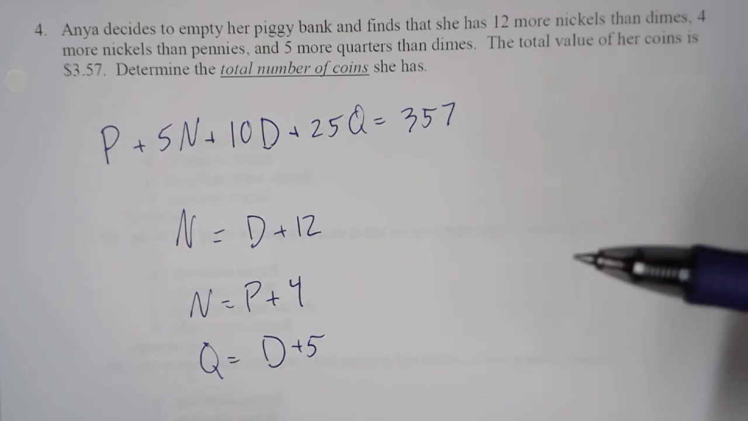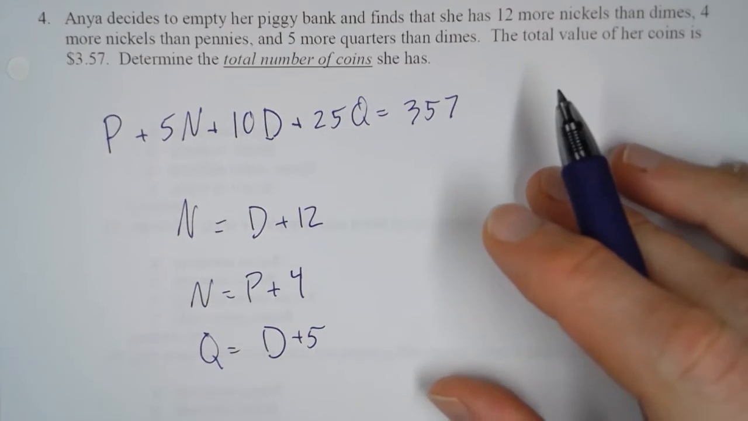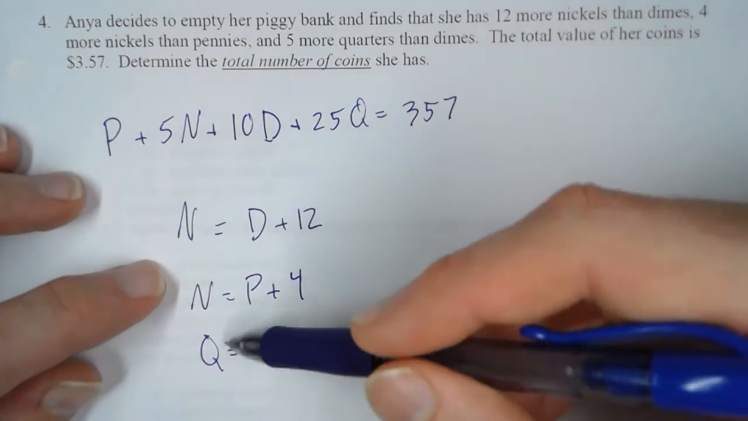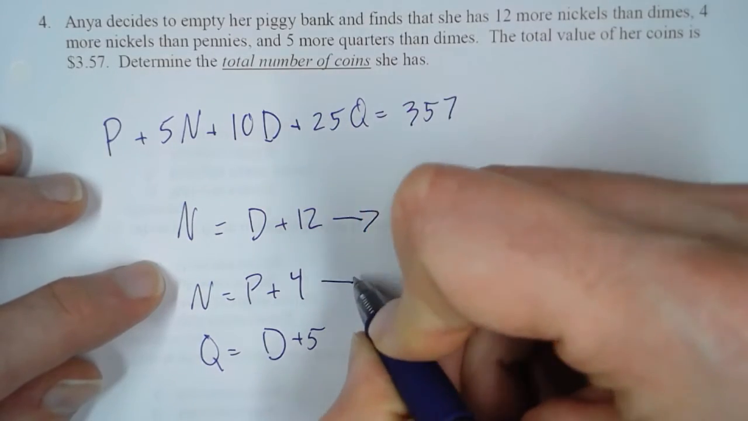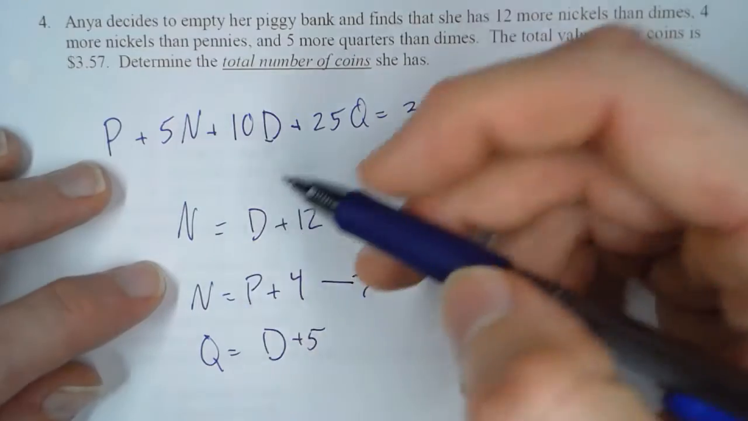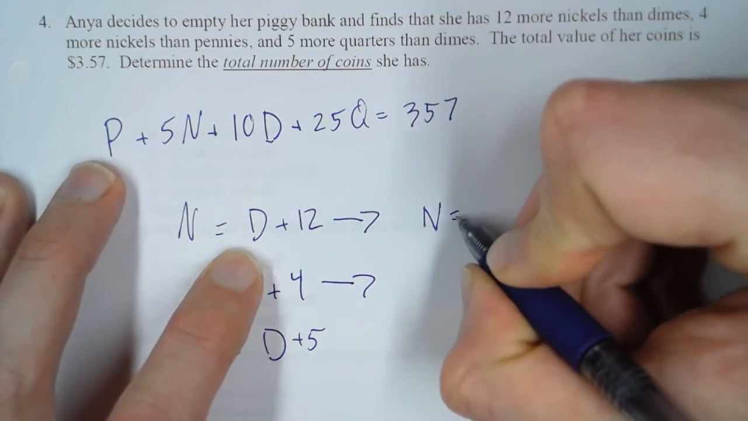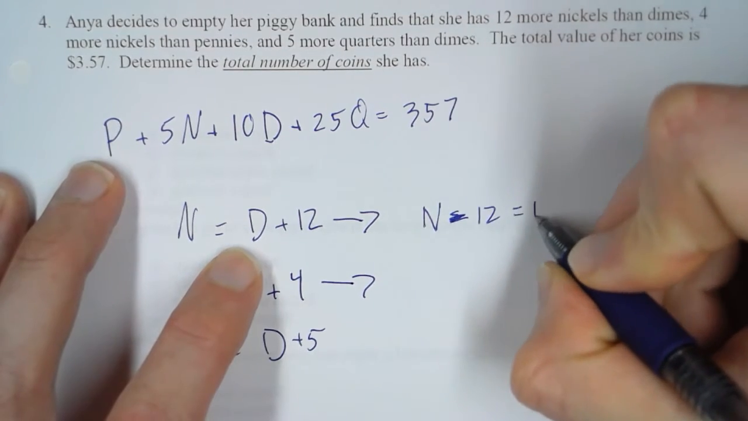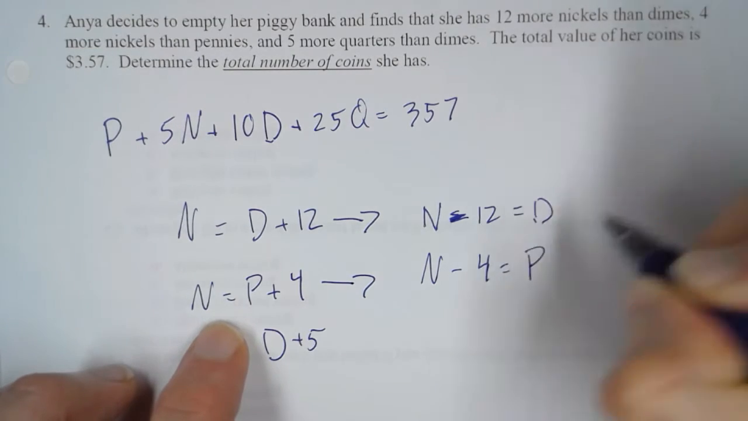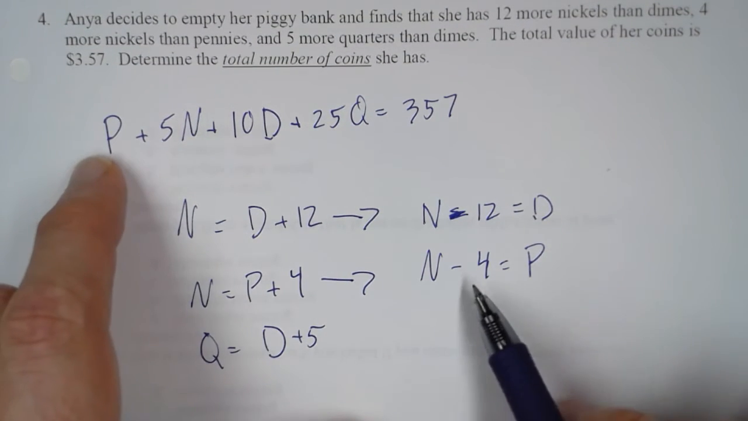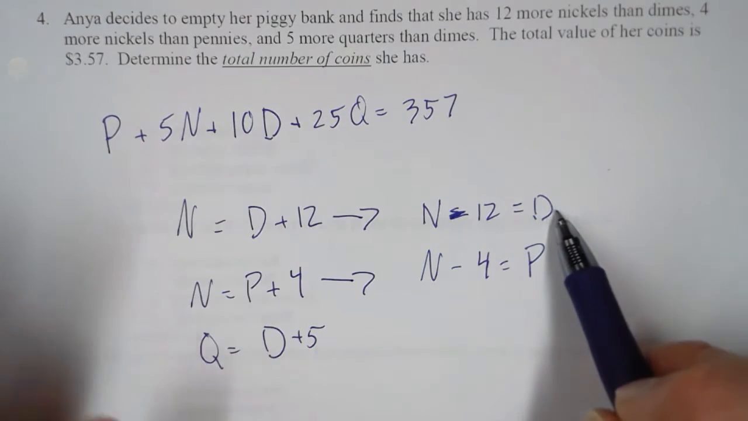All right. So what we're going to do is put all of these in terms of one variable. One thing to notice is that these two equations both have nickels in them. So we're going to substitute out d and p for n. So we solve this equation: n minus 12 equals d. And then here, n minus 4 equals p. So we can substitute out the pennies for an expression with nickels. We can substitute out the dimes for an expression with nickels, but we need to do that with quarters also.